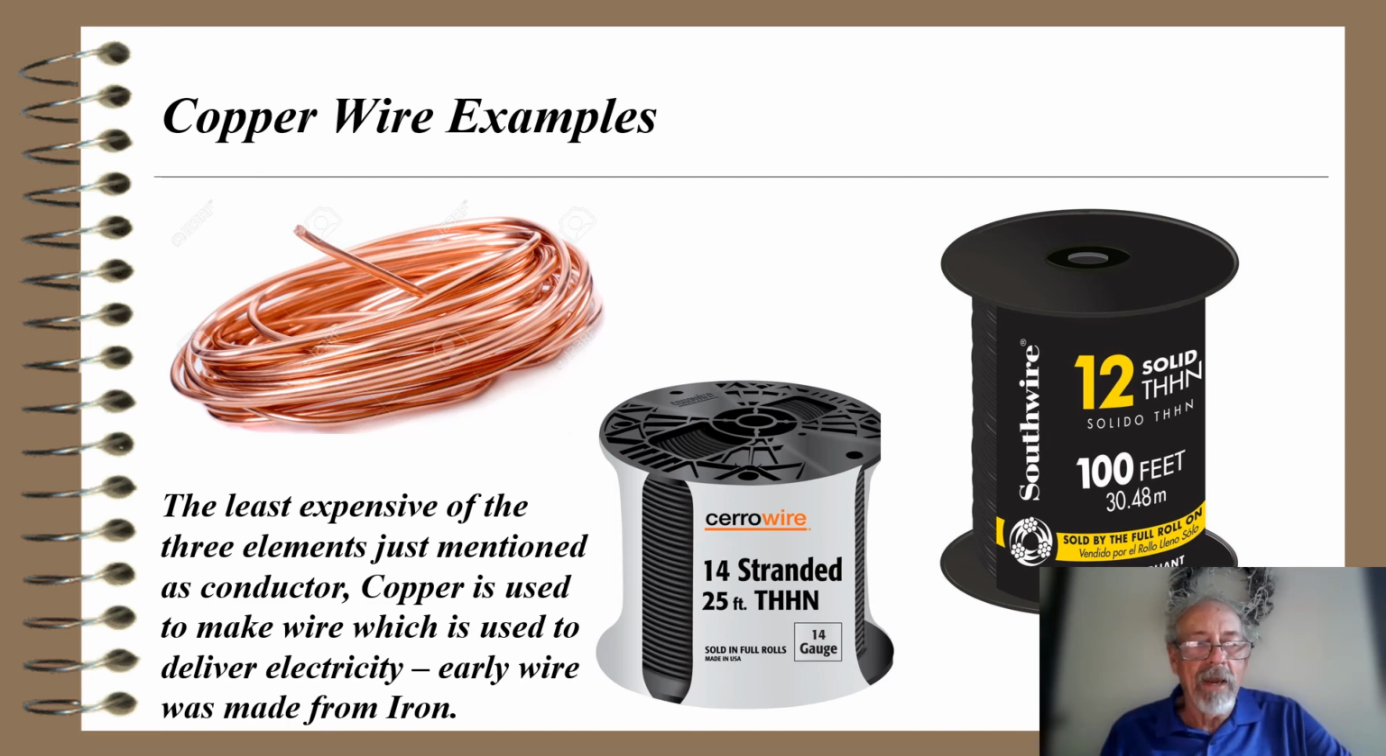Copper is used to make wire, which is used to deliver electricity. You might note that early wire was made from iron. Now, if you've gone somewhere and had to buy some wire recently, you might argue with me that copper is not very inexpensive, but it turns out it's much less expensive than silver or gold. And there's a couple of rolls of wire that you might pick up at, say, Home Depot on the right.